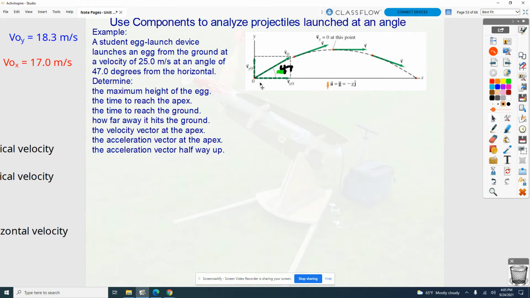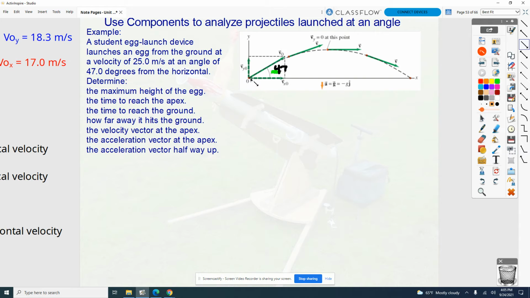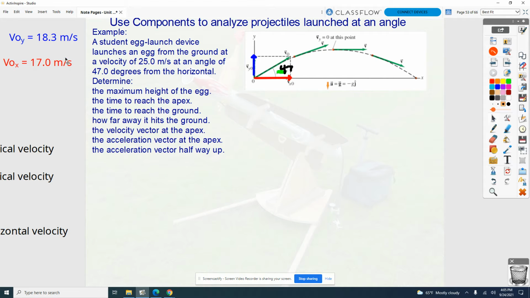So let's take a look at this diagram. We already have the diagram shown here as an initial velocity at a 47 degree angle. Our first step is to resolve that velocity into its two components. Let's put a red arrow here to represent the v naught x, and a blue arrow here to represent v naught y. I've already computed those. I have those off to the side, and so let's put that one there. V naught multiplied by the cosine of that angle gives me 17 meters per second. And if I take V naught and multiply that by the sine of that angle, I get 18.3. Let's go ahead and handle these one at a time. So the maximum height of the egg, let's try with this one right here.